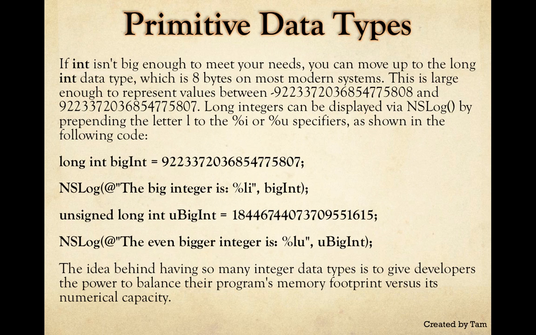So long int bigInt equals a large number, NSLog, the big integer is %li, bigInt. Unsigned long int uBigInt equals a large number, the even bigger integer is %lu, uBigInt. The idea behind having so many integer data types is to give developers the power to balance their program's memory footprint versus its numerical capacity.